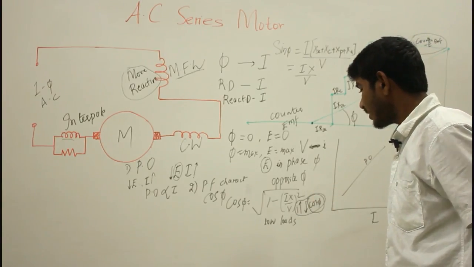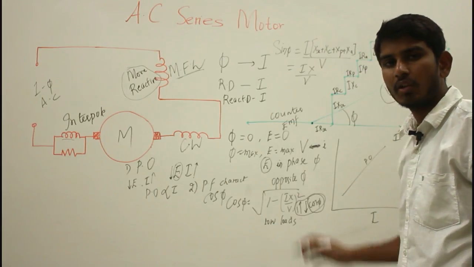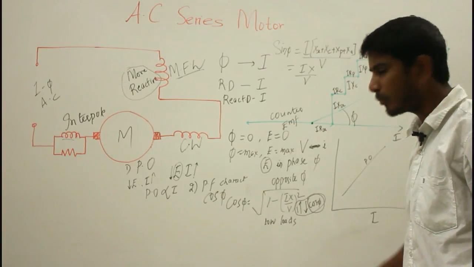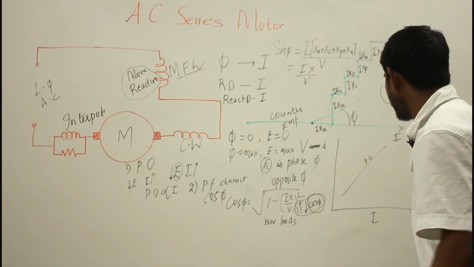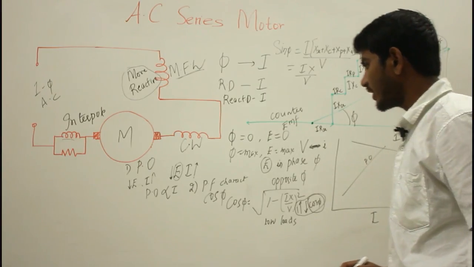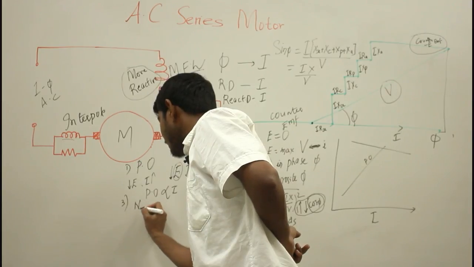So this is exactly in reverse to the induction motor and the transformer, where we are having good power factor at overloads, but here at overloads and starting we are having very poor power factor. So the power factor will be decreasing with increase in the current.